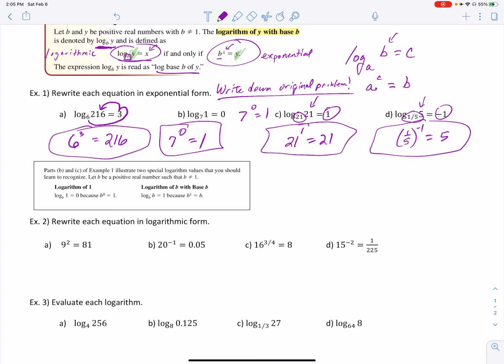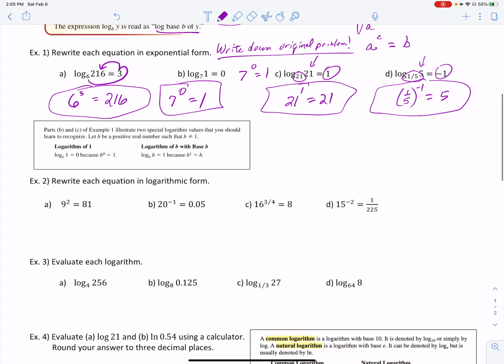Now, just notice that this log base 7 of 1 equaling 0, anytime that this argument is 1, it makes sense that the exponent is 0, because if log base b of 1 equals 0, then b to the 0th, the base raised to an exponent of 0, will always equal 1. That's going to be a property of logarithms you're going to want to know. So when the argument is 1, the output's going to be 0.